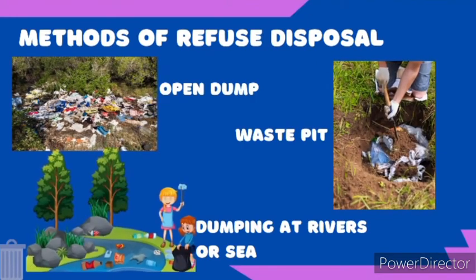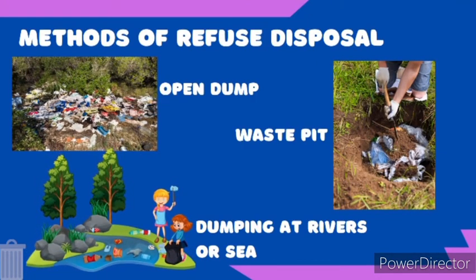First, we are going to be looking at methods of refuse, which is solid waste disposal. We have open dump. Open dump is a selected place where waste of different kinds are dumped. We have waste pits. This is when waste is buried in the soil. Okay, this method prevents odor in the environment. We have dumping at rivers or sea. This is commonly used by people in riverine areas. They use their canoe or boats to dump waste in the river, and this can cause water pollution.